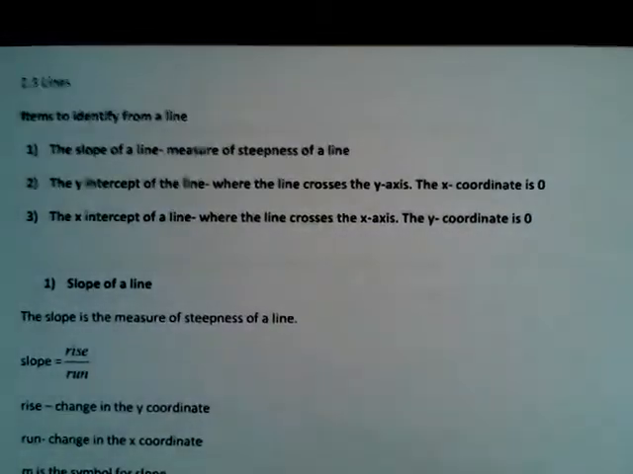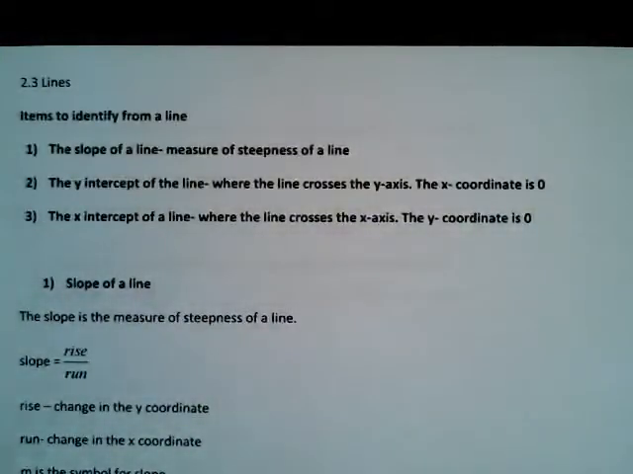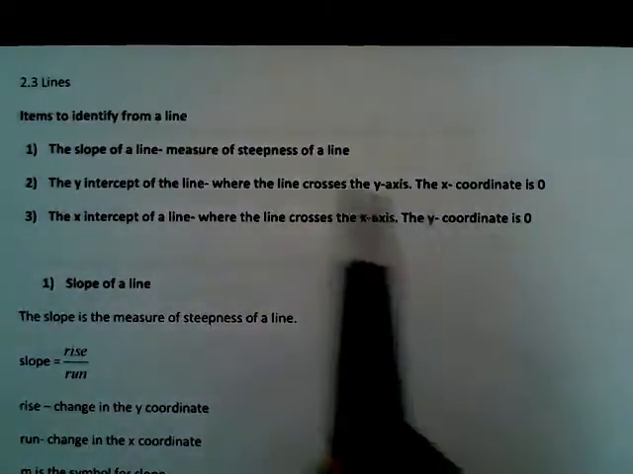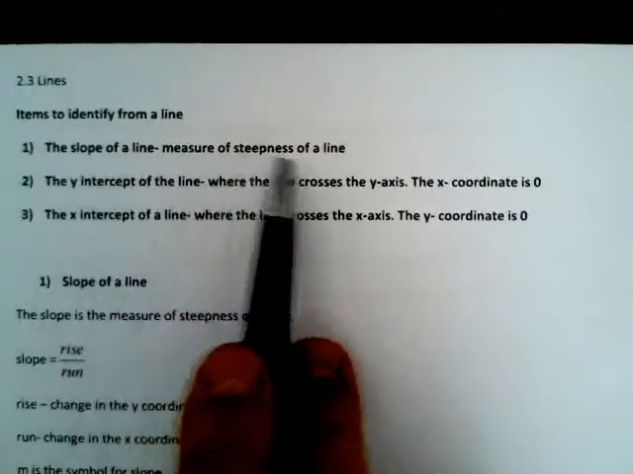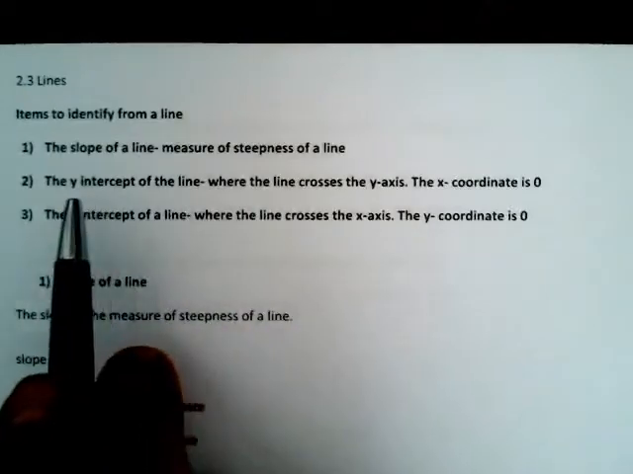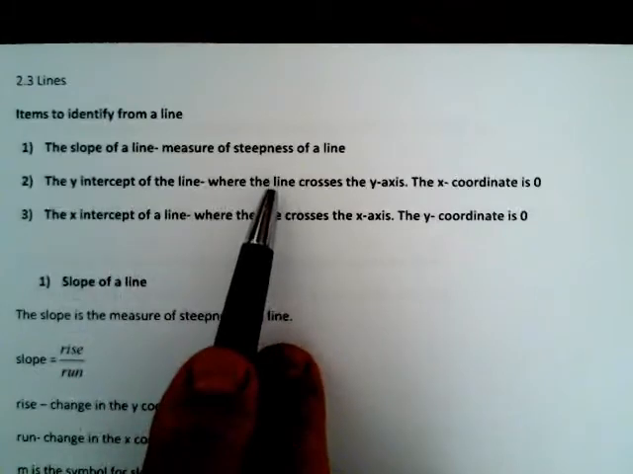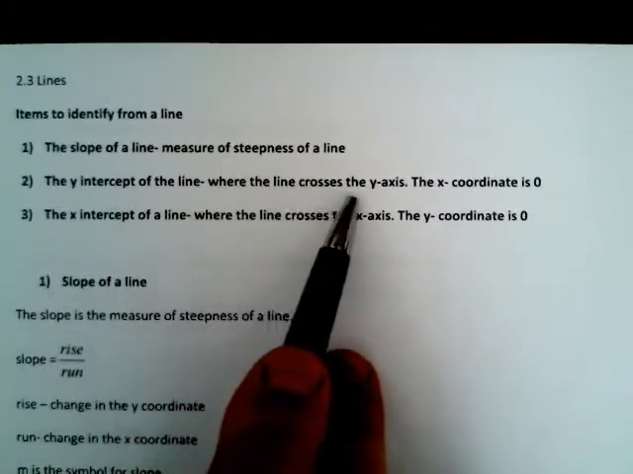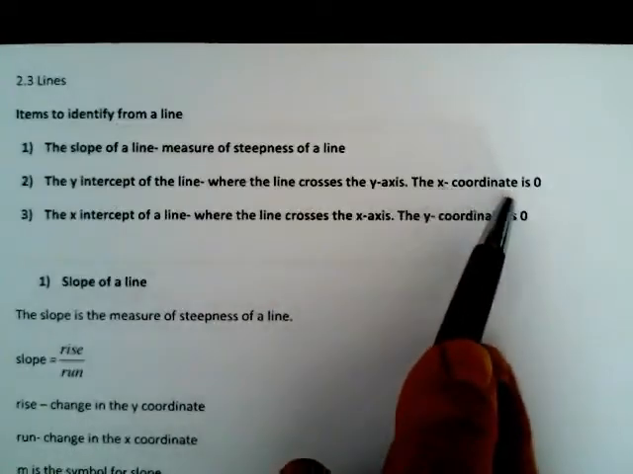All right, in section 2.3, we're going to look at lines. What we have here are some items to identify from a line. One is the slope, which is the measure of steepness of a line, and we'll talk about that shortly. The y-intercept of the line is where the line, or any graph for that matter, crosses the y-axis. For the y-intercept, the x-coordinate is 0.